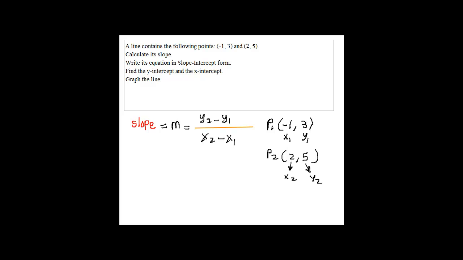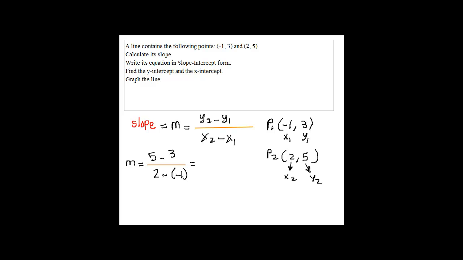If you can follow up to this point, can you put a check mark next to your name, please? Then go ahead and substitute and tell me what you get for the slope, everyone, please. Okay, what do you get for the slope? y2 is 5, minus y1 is 3, x2 is 2, minus x1 is minus 1.